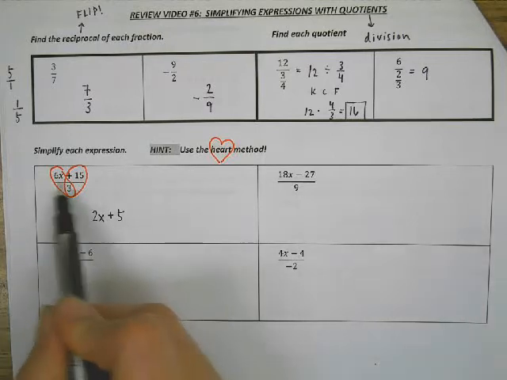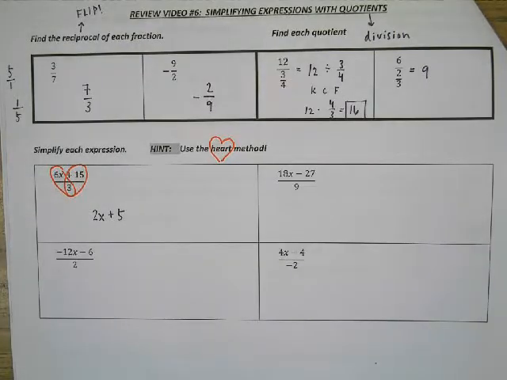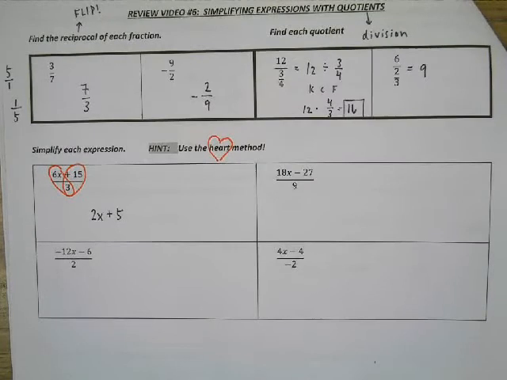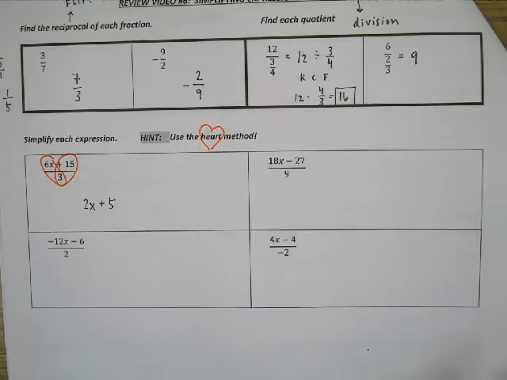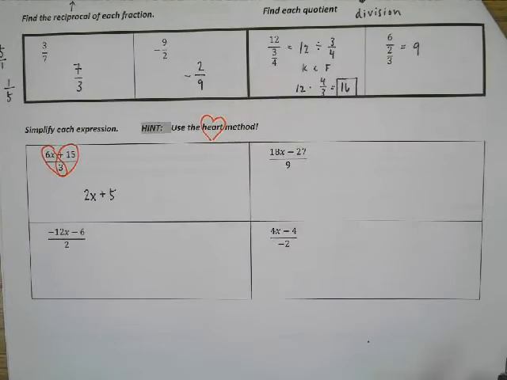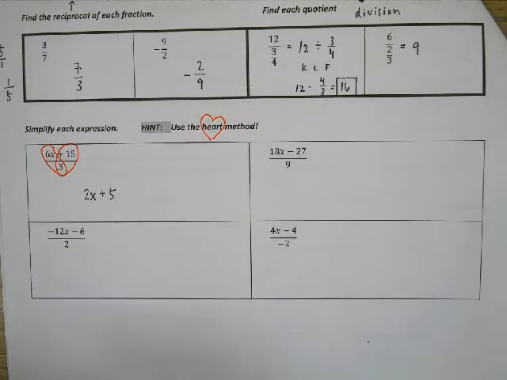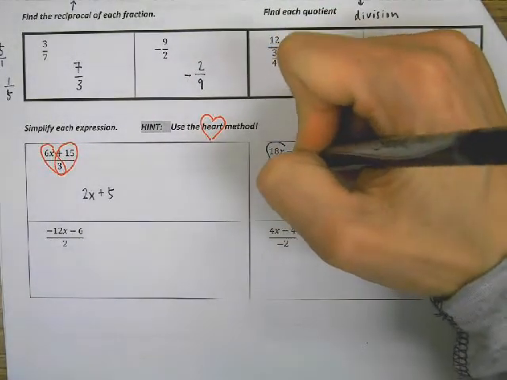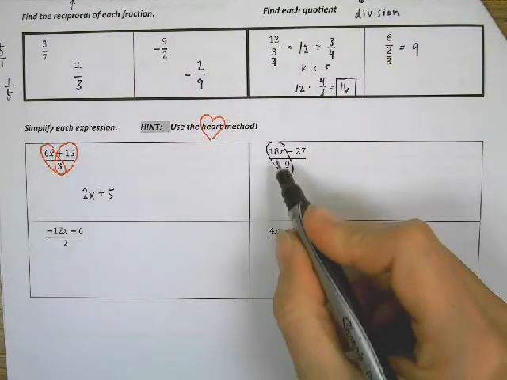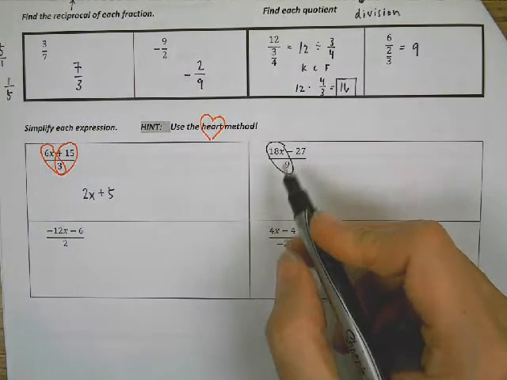So again, this might be a good point, if you remember this method and feel good about it, to do the other 3 examples, and then check back in with the video. Okay, so again, I use my heart method. I have 18x divided by 9. Everything's positive, so I don't have to worry about that. I have 18 divided by 9 is going to give me a 2, and my x comes along.